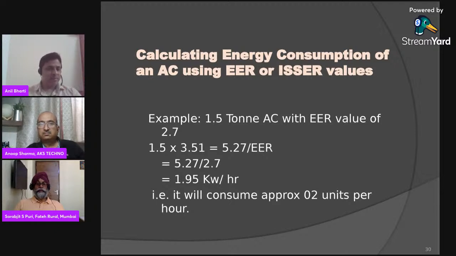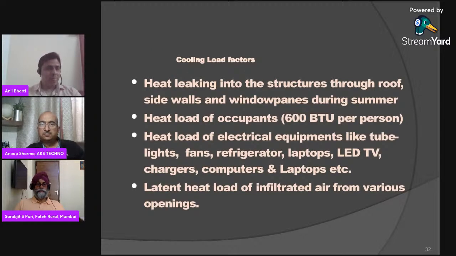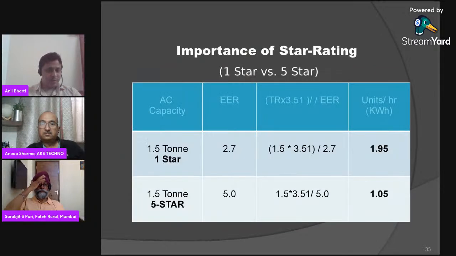In a way, had it been a 5 star, it would have been divided by 3.5. आगे टेबल में देखते हैं. नेक्स्ट टेबल में किया हुआ है, ये देखो यहाँ पे आप. इंपॉर्टेंस ऑफ स्टार रेटिंग, 1 स्टार वर्सेस 5 स्टार. ये 1 स्टार है जो ये विंडो एसी है, और ये 5 स्टार है स्प्लिट एसी.